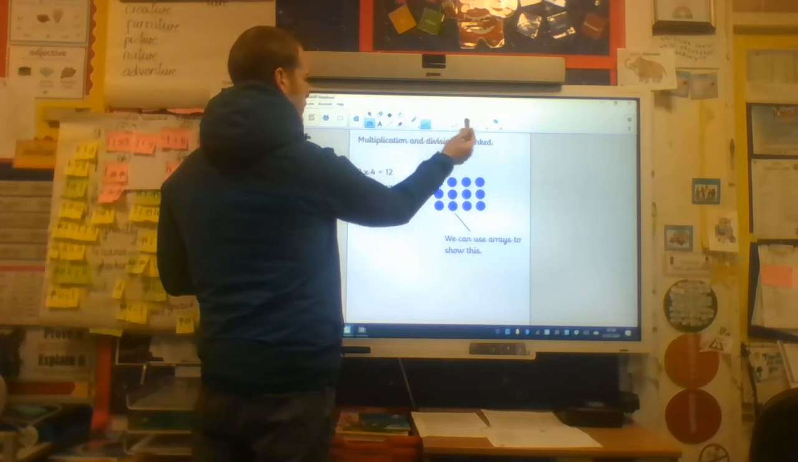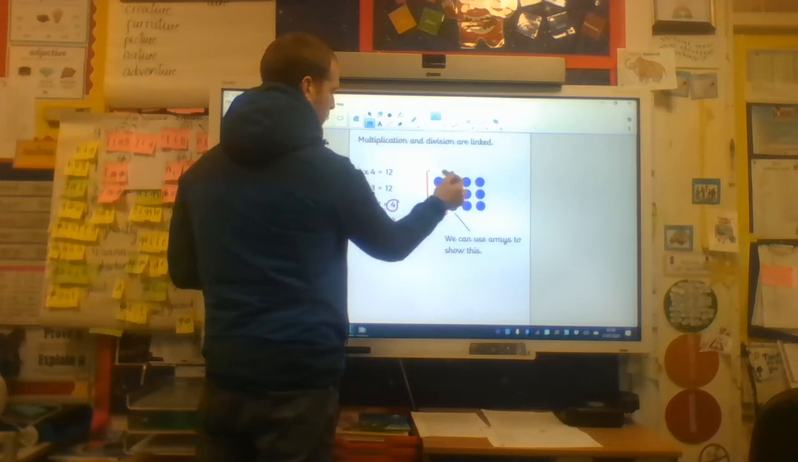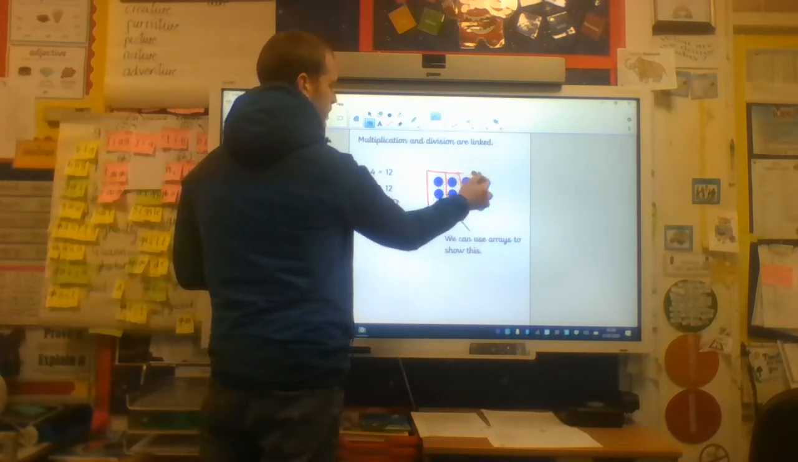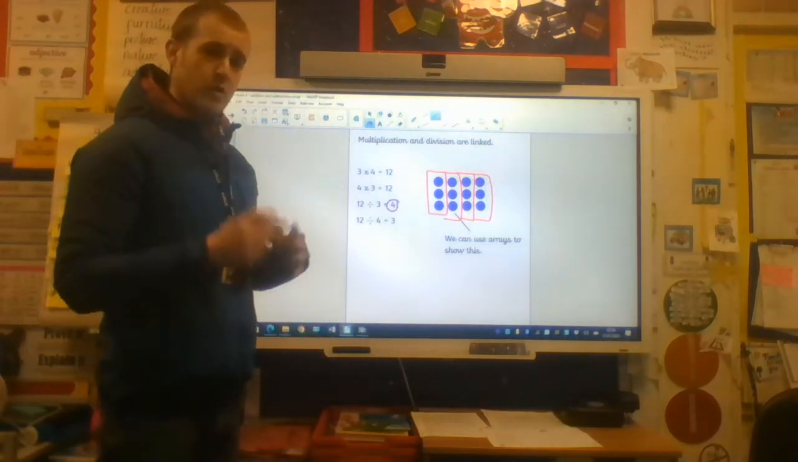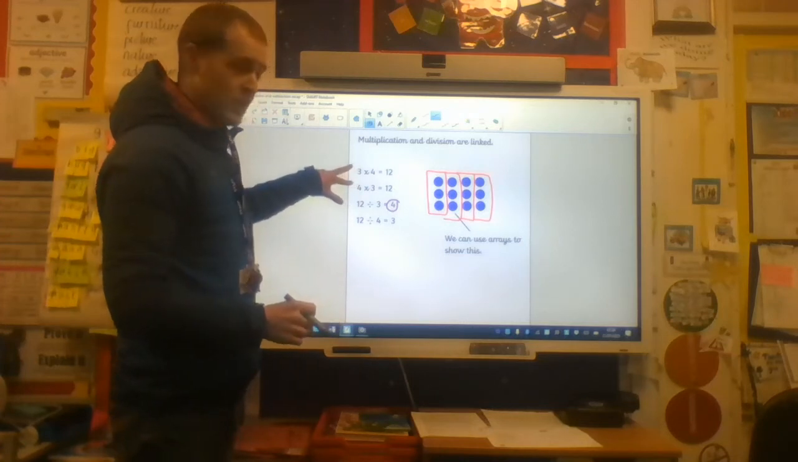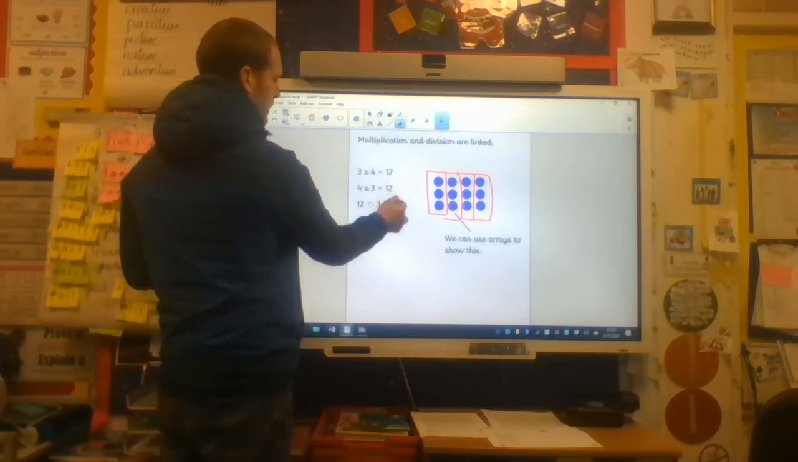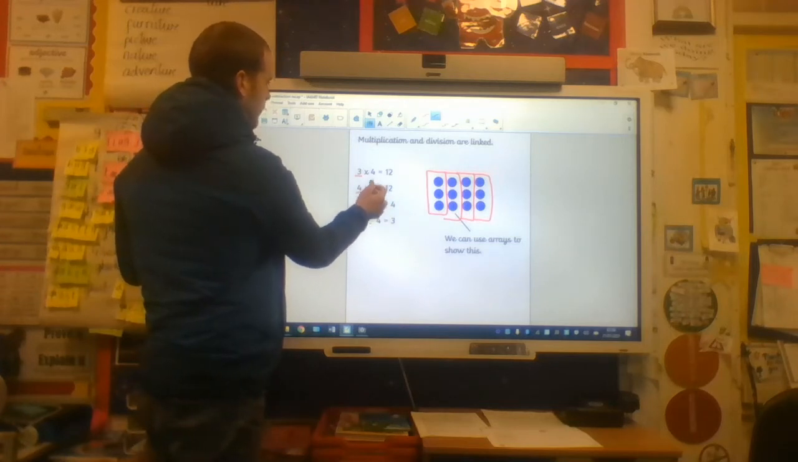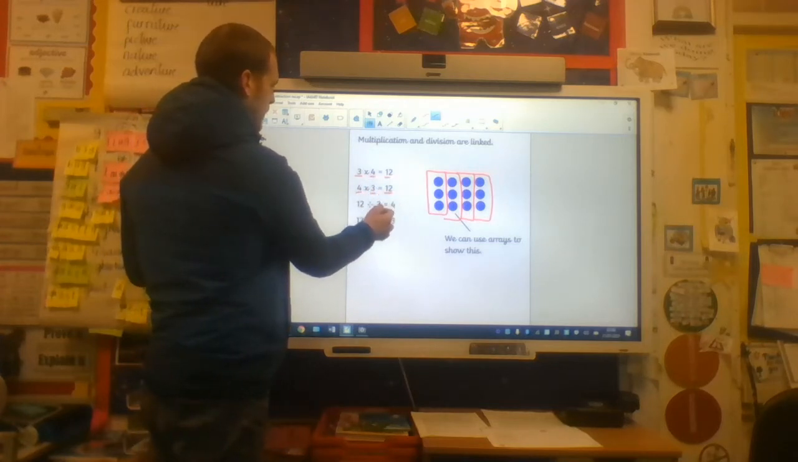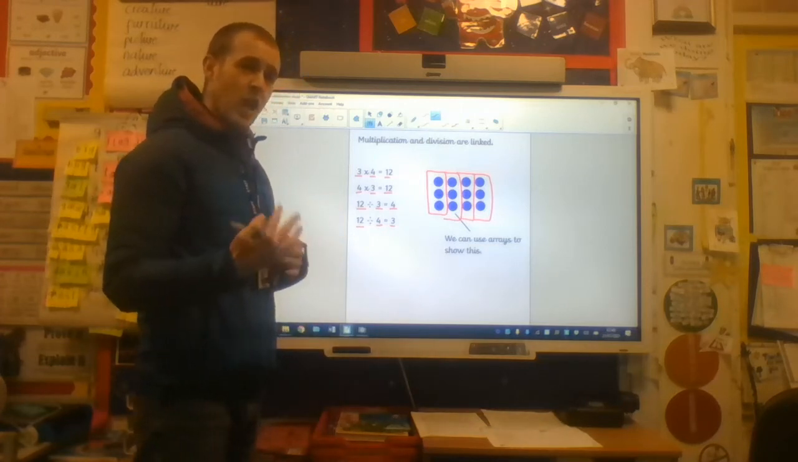If I want to divide them into 4 groups, I do it this way. 1 group, 2 equal groups, 3 equal groups, 4 equal groups. So an array can show us 2 multiplication questions and 2 division questions as well. And if you look really carefully at these sentences, you can see that we've got 3 and 3 and 4 and 4 and 12 and 12. There's no other digits involved or no other numbers. So division and multiplication are linked together.